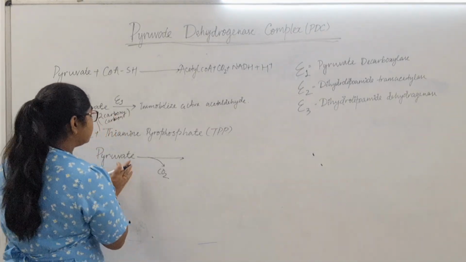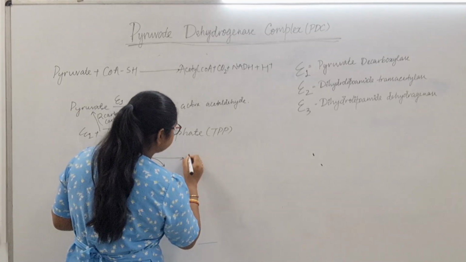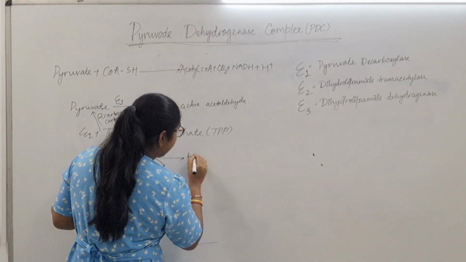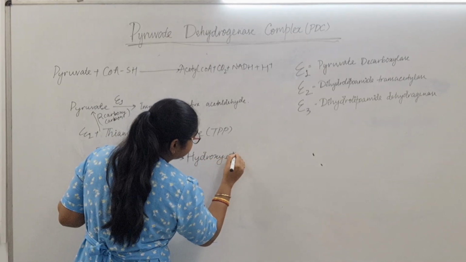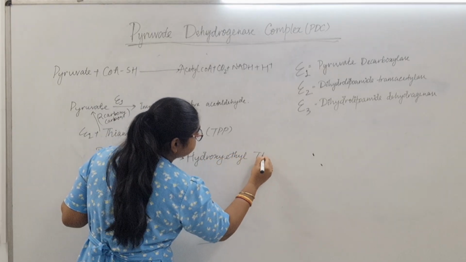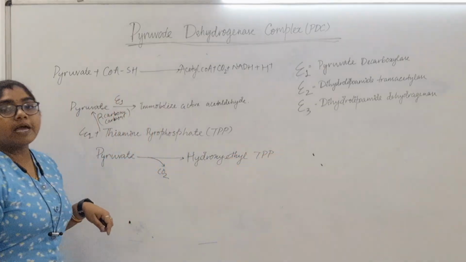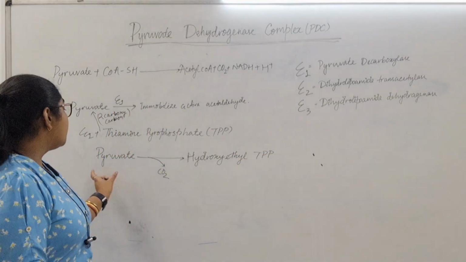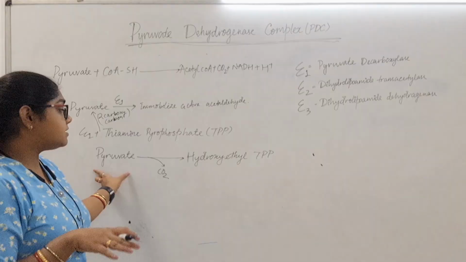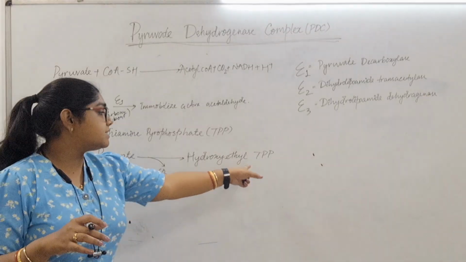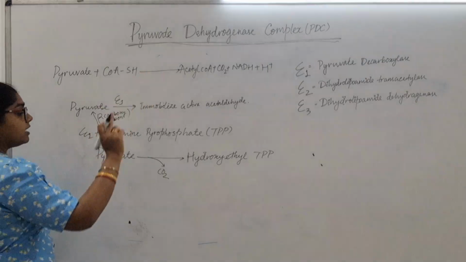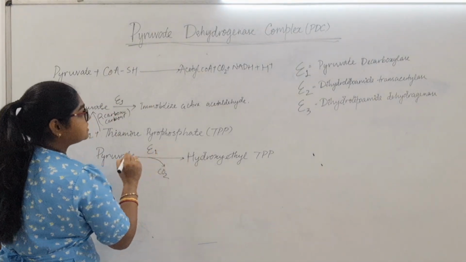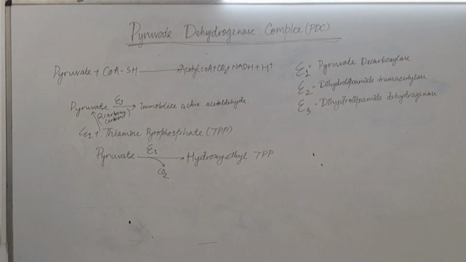When it attacks nucleophilically on the 2-carboxy carbon of pyruvate, it releases one carbon dioxide molecule, and then it produces hydroxyethyl thiamine pyrophosphate. After the release of carbon dioxide, pyruvate rearranges its bonds and produces hydroxyethyl thiamine pyrophosphate, with the help of the E1 enzyme, pyruvate decarboxylase. That means the decarboxylation process takes place.